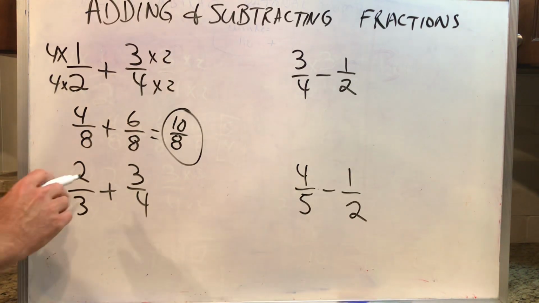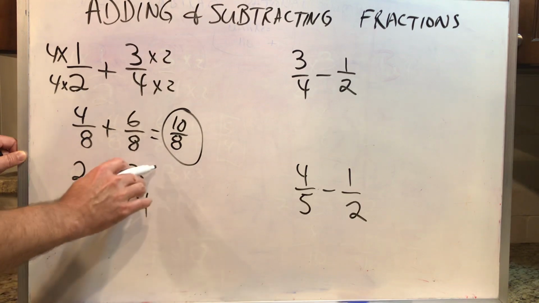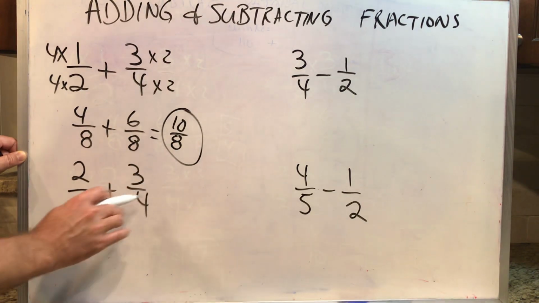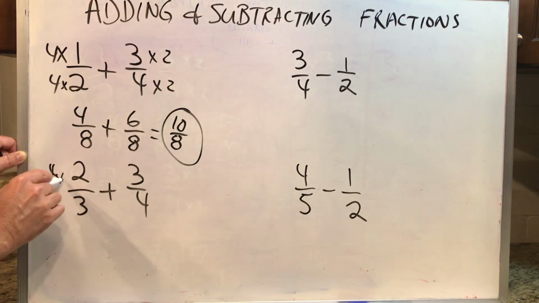Okay. So now look, here we have a 4 on this side, we have a 3 on this side. So on this side, we're going to multiply the top and the bottom by 3. And on this side, we're going to multiply the top and the bottom by 4. So the opposite.